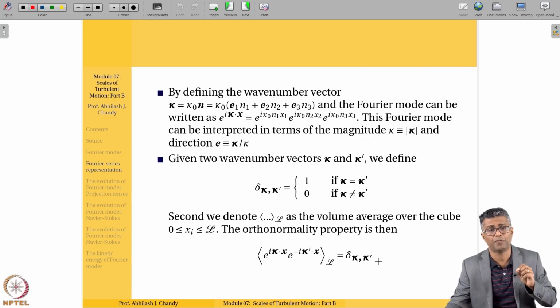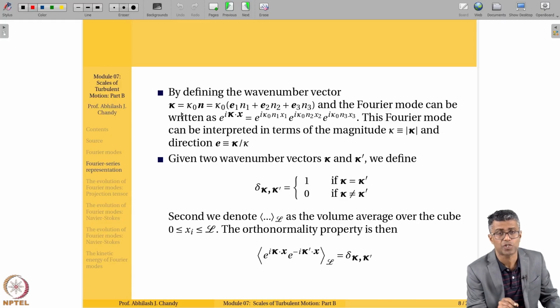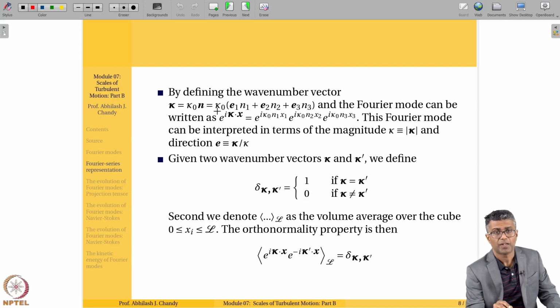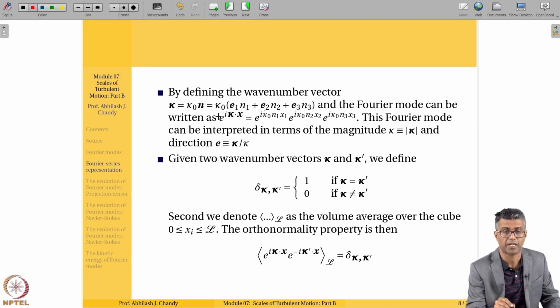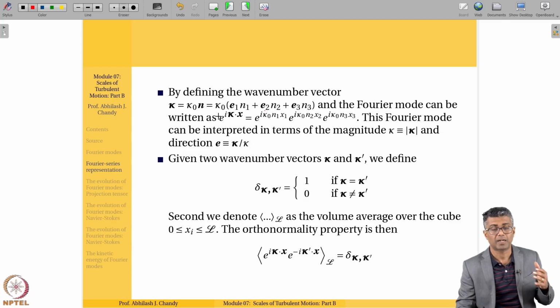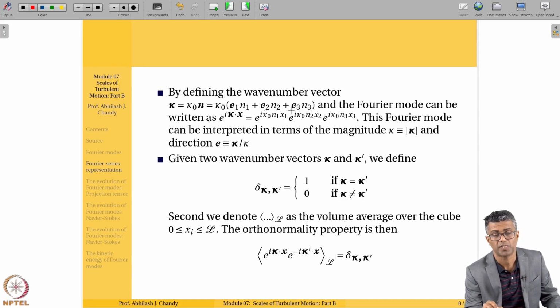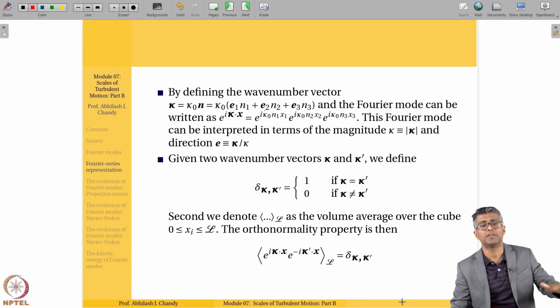Now if you define a wave number vector kappa as kappa0 n, where n being a vector again and kappa0 is this lowest wave number magnitude, then you can write n vector as e1 n1 plus e2 n2 plus e3 n3. The whole thing multiplied by kappa0 gives you your kappa, the wave number. So kappa vector is kappa0 times e1 n1 plus e2 n2 plus e3 n3. What are e1, e2, e3? The direction cosines. Simple enough. They are the direction cosines.